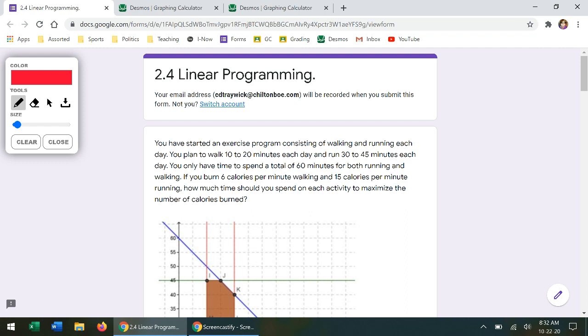Hello, this is Mr. Trewick with a quick guide on how to finish Lesson 2.4 Linear Programming. This was related to our last lesson, 2.3, Finding Maximum and Minimum Values, and so this video can also help you with that.